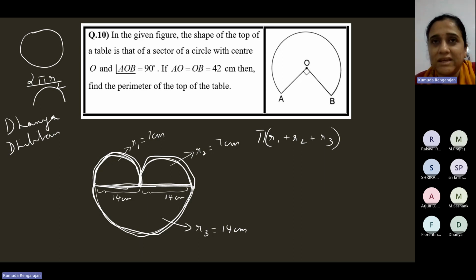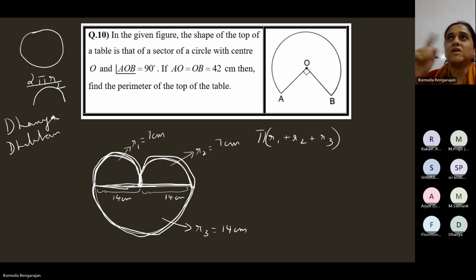So when you work questions like this, you should not take the value of pi. Pi r1, so 7 pi. Pi r2, 7 pi. Pi r3, 14 pi. So the perimeter is 7 pi plus 7 pi plus 14 pi, which is 28 pi. Now use the value of pi, 22 by 7. So 28 into 22 by 7. 7 ones are 7, 7 fours are 28. So 88 centimeter.